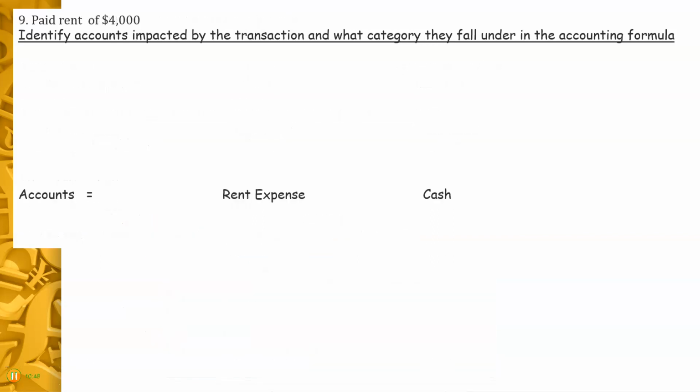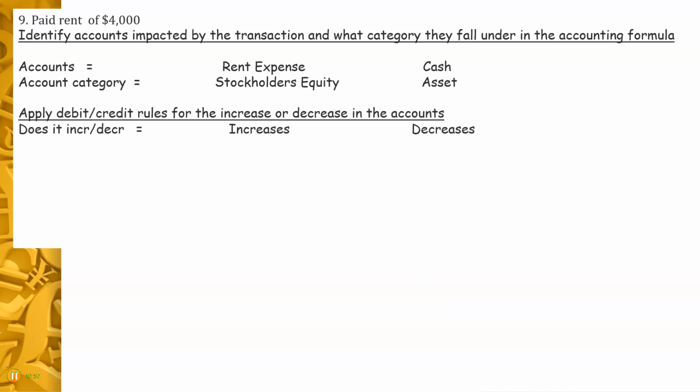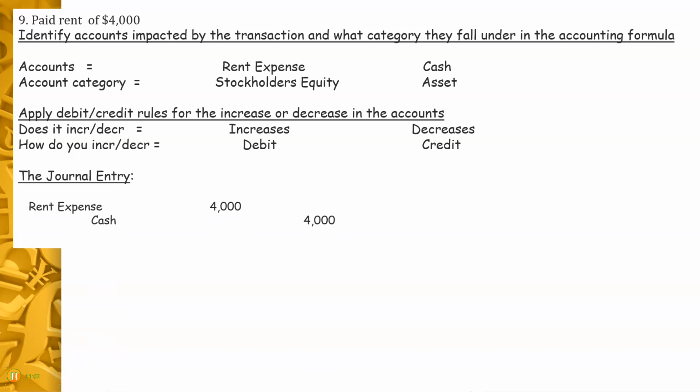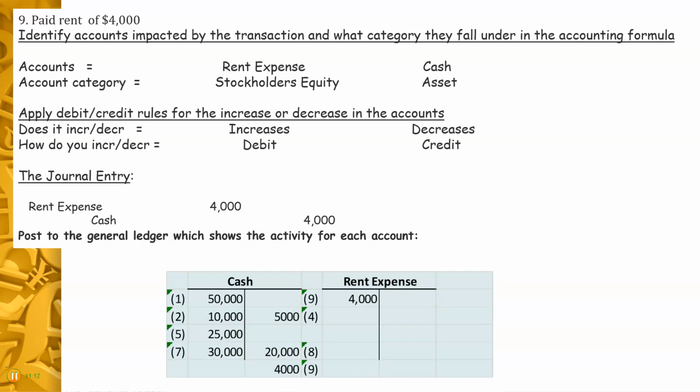Now we paid rent of $4,000. We would have rent expense, which is equity, and cash is an asset. One increased, and our cash decreased. So we debit rent expense and credit cash for our journal entry. And again, we post that to the general ledger. Reduce our cash and increase rent expense.